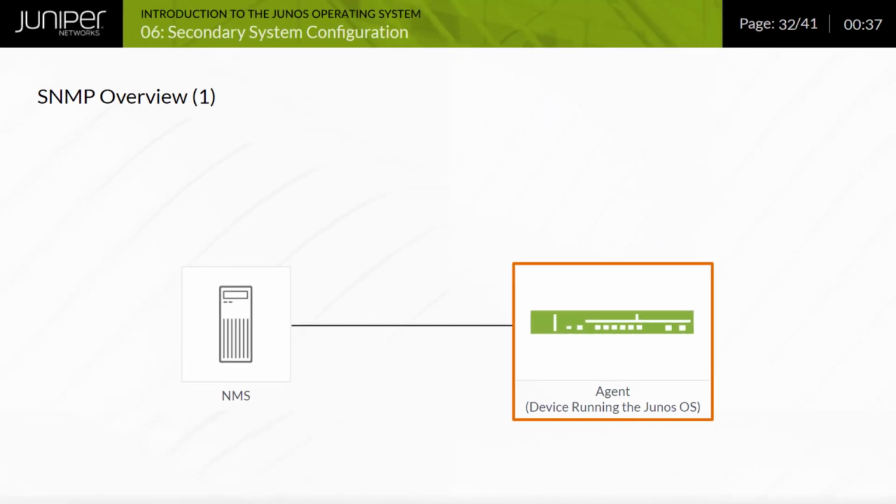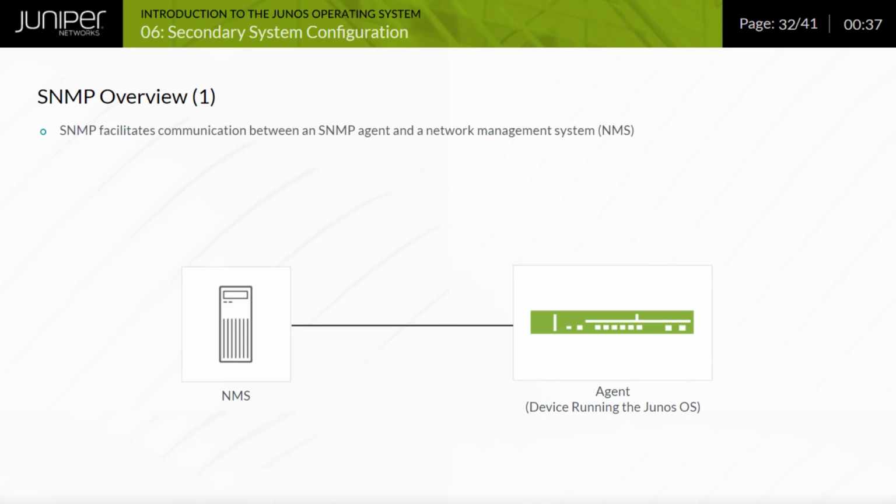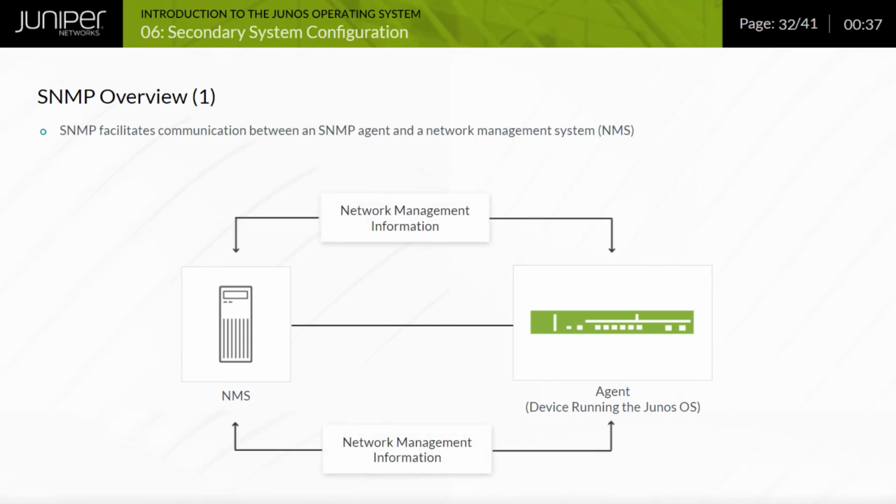Devices running the Junos OS act as SNMP agents. An SNMP agent exchanges network management information with SNMP manager software running on a network management system, or NMS, or host. The agent responds to requests for information and actions from the manager. By polling managed network devices, the NMS collects information about network resources.